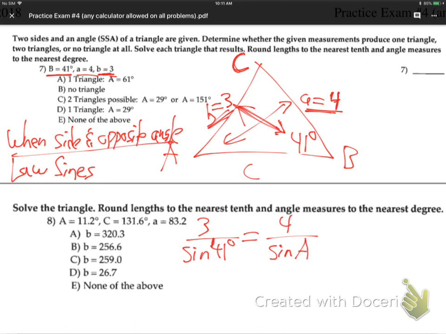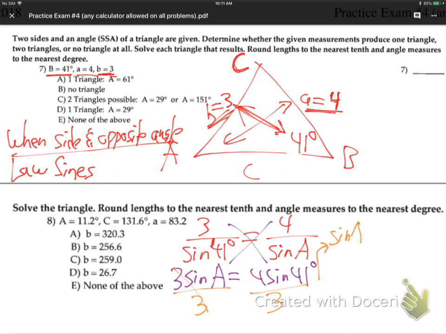So now, how do we solve this? We go diagonal, diagonal. So 3 sine A is 4 sine 41 degrees. Diagonal, diagonal. What's next? Divide by that 3. So then, bring it over here. Sine of A is something, I don't know. So go divided by 3.